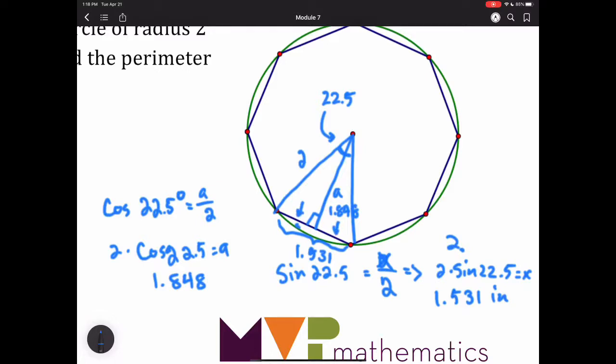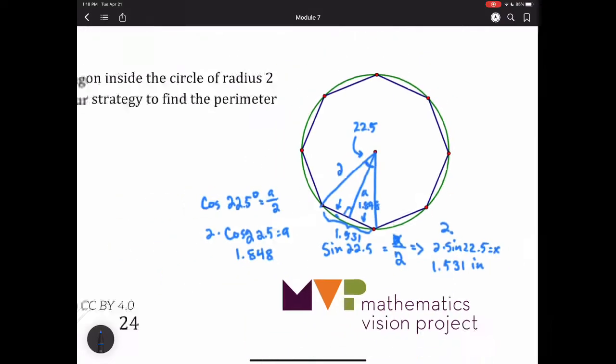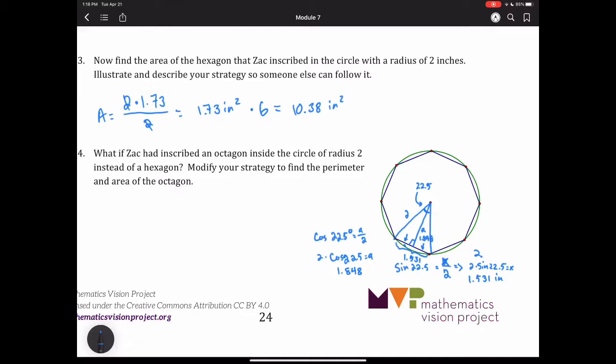Okay? All right. Now that I have that, I can find both the perimeter by multiplying by 8, and I can find the area again, right? So I can find the perimeter by saying 1.531 inches times 8 sides, and then I can find the area by saying 1.531 times the height of the triangle, the altitude 1.848, divided by 2, which is the area here, so this is perimeter.